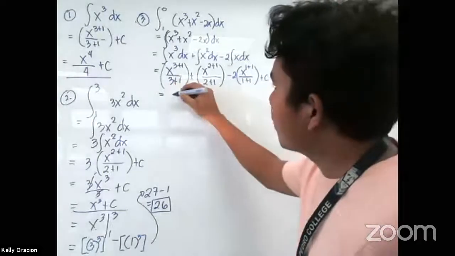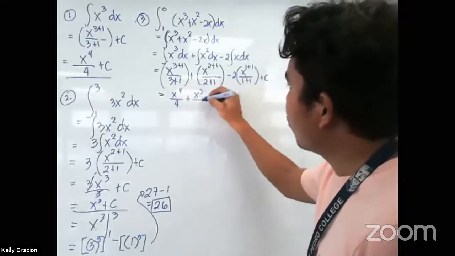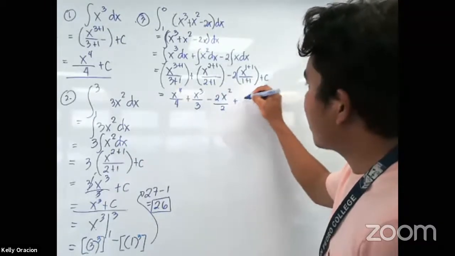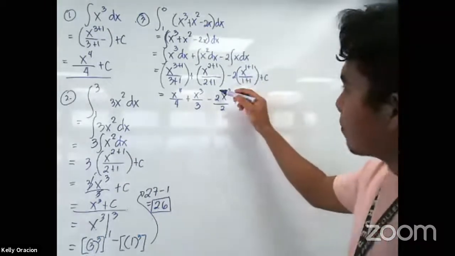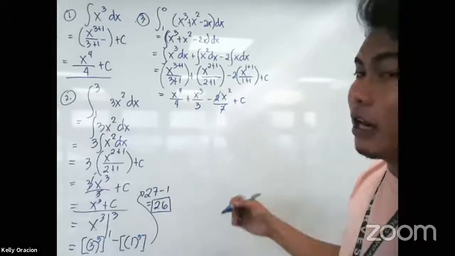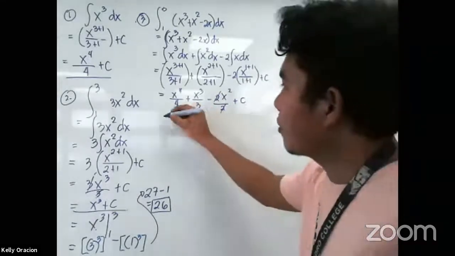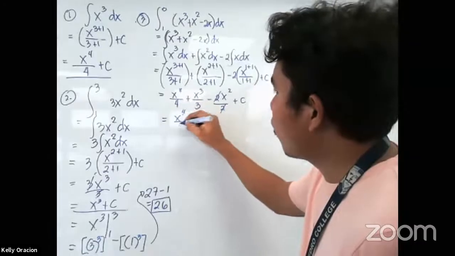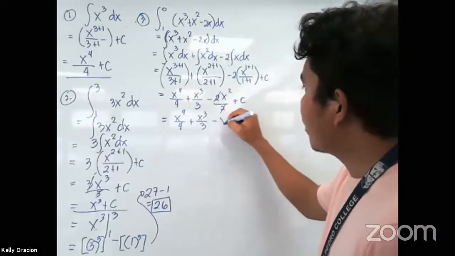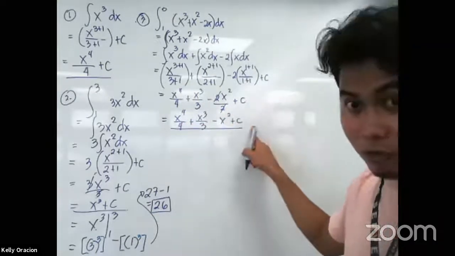So let's solve. X raised to 4 over 4 plus x cubed over 3 minus 2x squared over 2 plus C. Masimplify pa man siya. Again ha, dapat i-simplify dyan. Para lowest term ang answer. So x raised to 4 over 4 plus x cubed over 3 minus x squared plus C. So ito yung sagot mo.